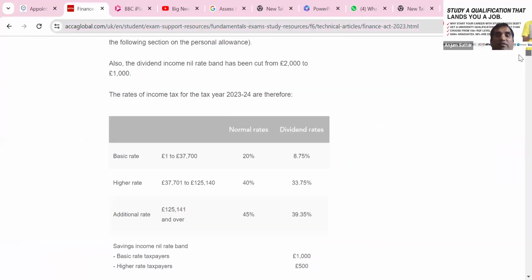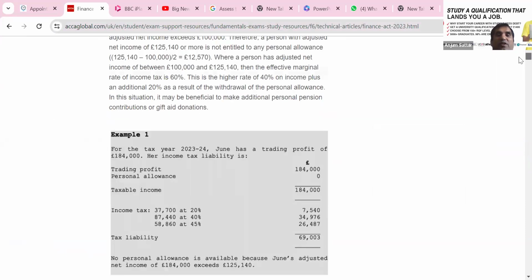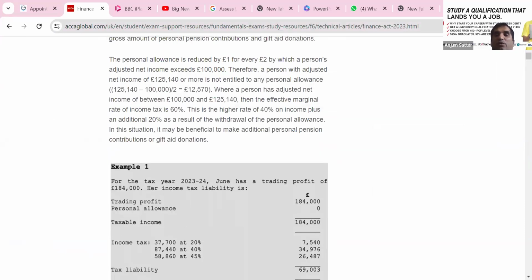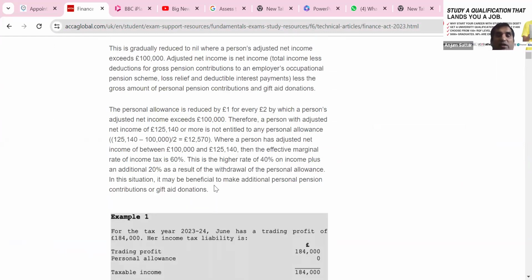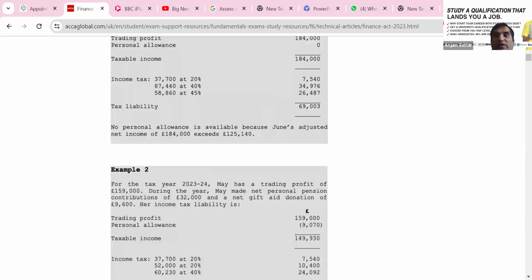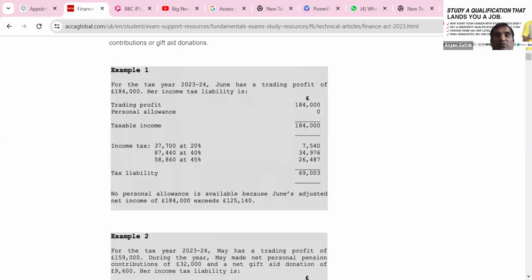So as we've been given the rates and allowance, in this case we can look around for year 2023-24. June has a trading profit of 185,000. Our tax liability is, so we can look around the trading profit. We have 184,000. We can look around the personal allowance in the trading profit. We're not looking in that case.